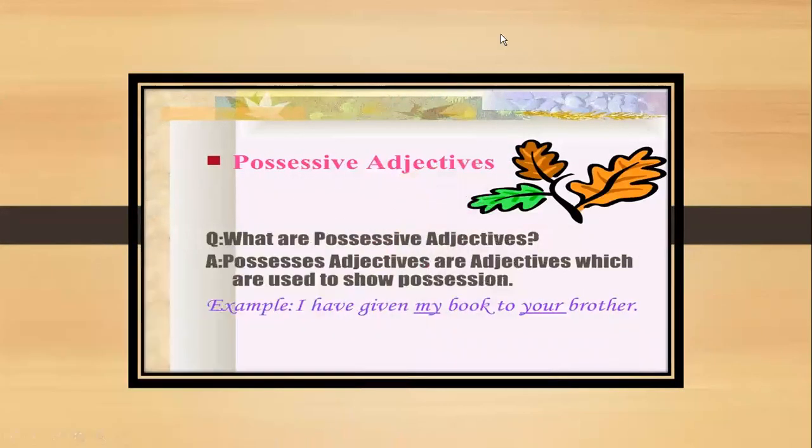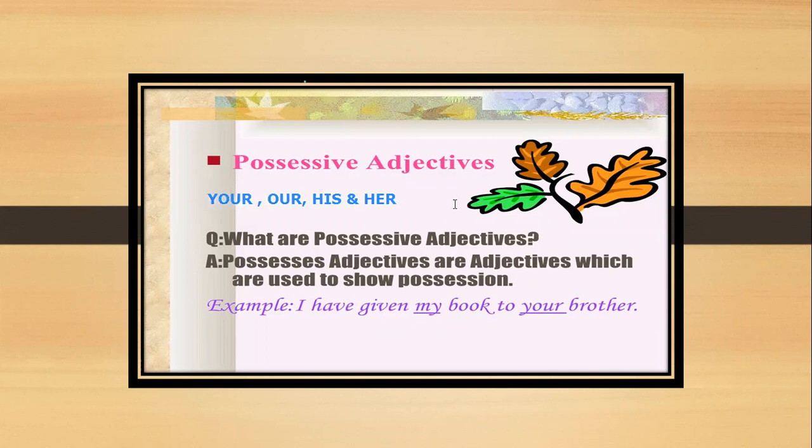Let's move to the next. Next is possessive adjectives. What are possessive adjectives? You know the meaning of possessive. Possessive adjectives are adjectives which are used to show possession. Let me give you another definition: possessive adjectives show possession or belongings. Let me type some words: her, our, his, what.